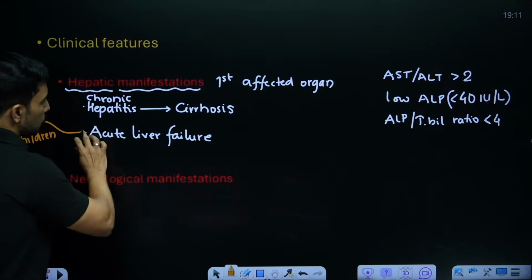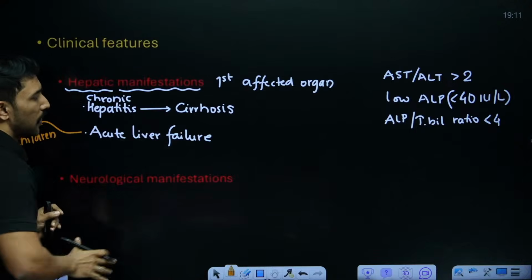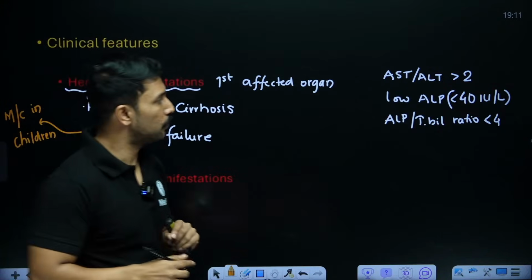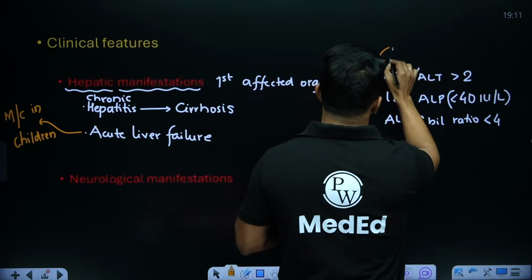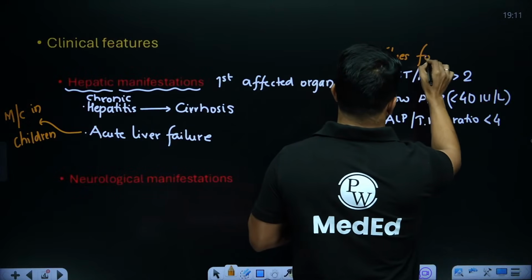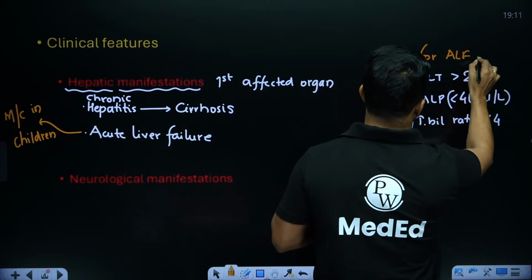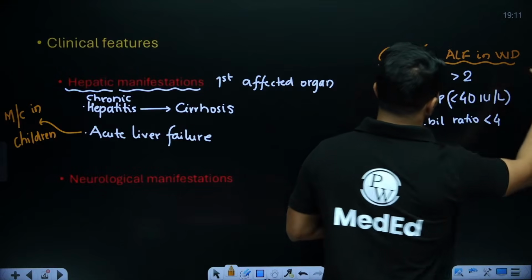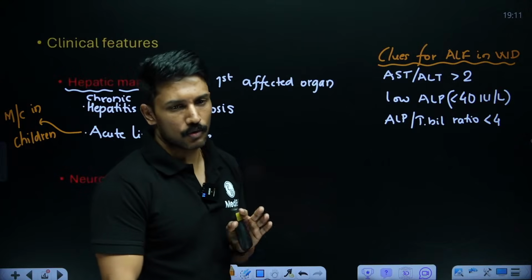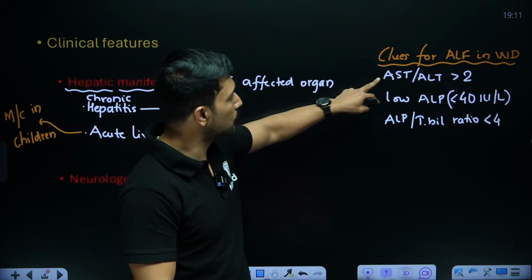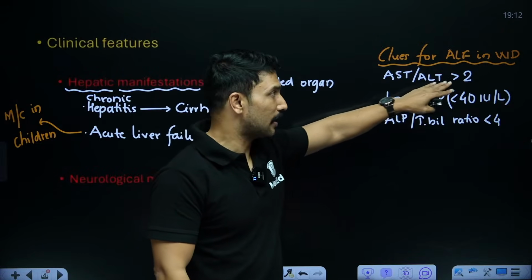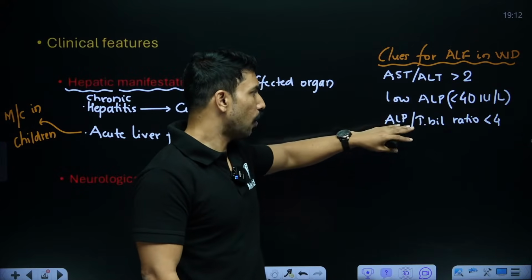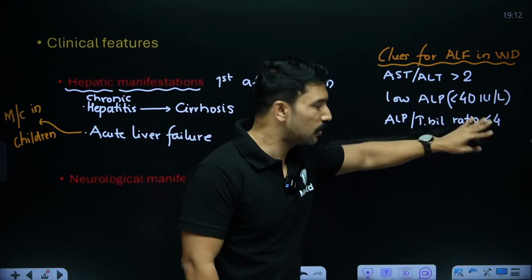In recent times, one of the MCQs asked this: how do you suspect that a patient of Wilson disease has developed acute liver failure? So these are the clues for acute liver failure in Wilson disease. Instead of using the term acute liver failure, they may use fulminant liver failure or fulminant hepatitis. What are those clues? When we look at the AST by ALT ratio, it is more than 2, they have very low ALP, or the ALP by total bilirubin ratio is less than 4.